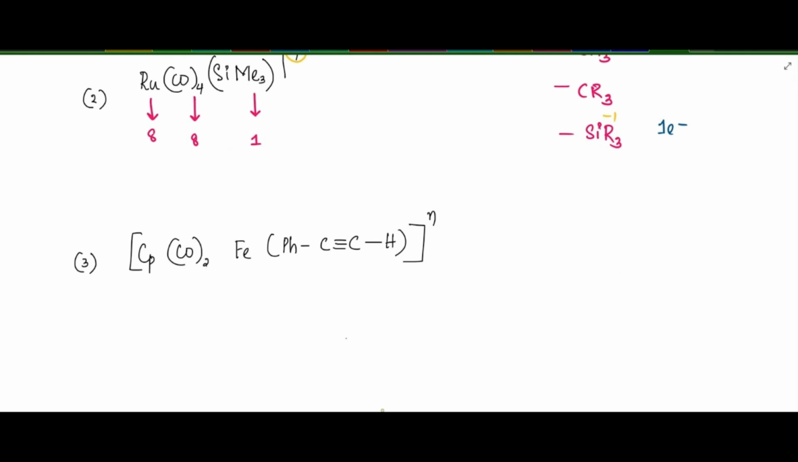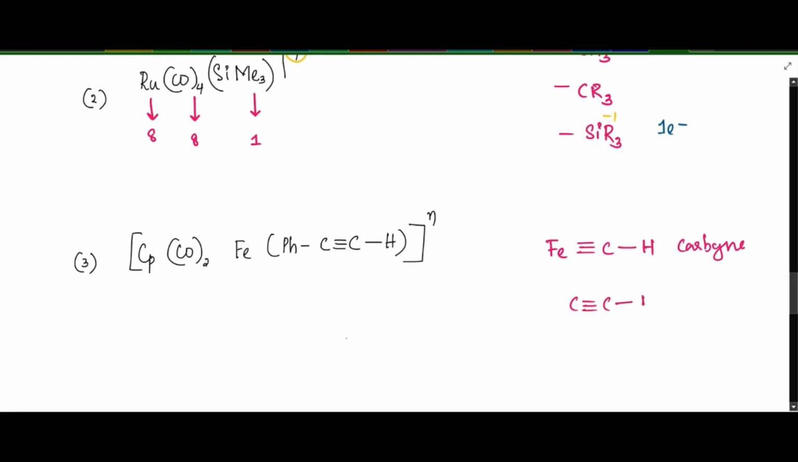Now pay attention. This is not a carbyne. A carbyne should have been iron triple bond CH. This is a carbyne system, but this is not a carbyne system. You have C triple bond CH, bound to iron, carbonyl and the Cp ring.